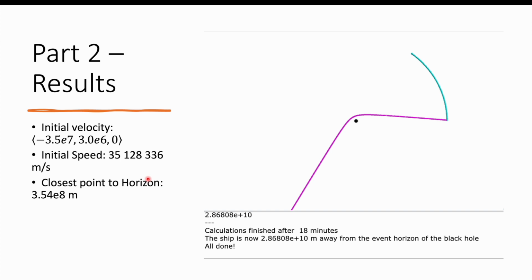So for the results, we found that to reach a trajectory which comes close to the black hole but does not crash into it, we had this initial velocity, which means that we're going drastically in the minus x direction and slightly in the positive x. Of course, this is all relative, because the initial speed is still 35 million meters per second, which is huge, and the closest point to the event horizon is 3.54e8 meters, so quite close.